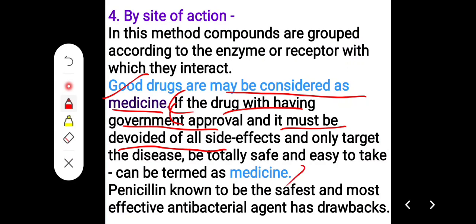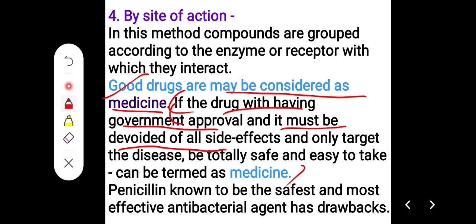So the drugs which have government approval, and must be devoid of all side effects, no side effect at all. If side effects are there but they are negligible, and they only affect the target of the disease and are totally safe and easy to take, they are termed as medicine.